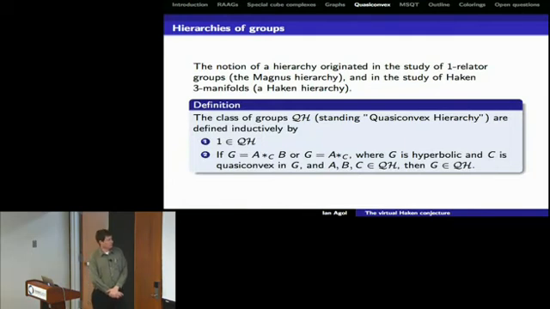Well, they have the trivial group, and then we can take HNN extensions or amalgamated products of groups that lie in this class, where the group is hyperbolic, and the amalgamating subgroup we assume is quasi-convex in the hyperbolic group G. And all the A, B, C we're assuming by induction, by our inductive definition, lie in quasi-convex hyperbolic groups. Then G will also be in this quasi-convex hyperbolic class.